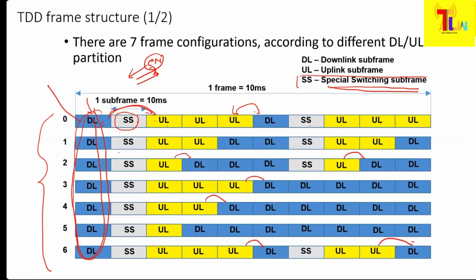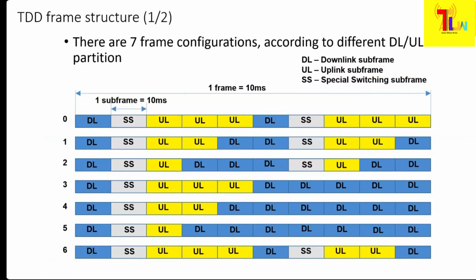So it means the second subframe will be SS. Of course, if this is SS, then the next will be uplink. So these three structures are fixed: downlink, SS, and uplink. Now you have only 7 options. These are just 7 options, so you can make a kind of permutation and combination, and you can make 7 structures.